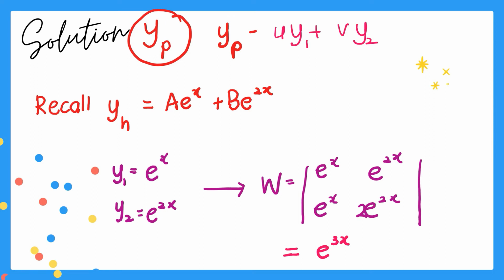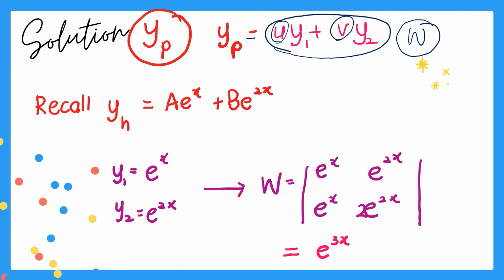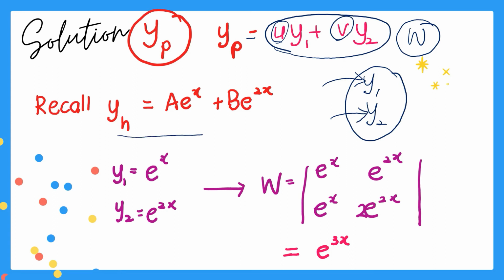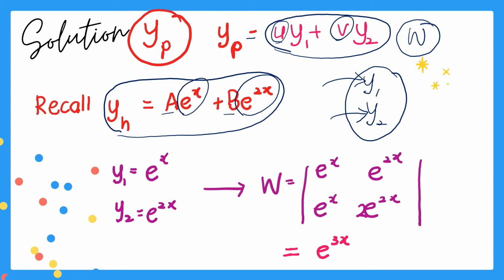Now we want to find our yp. So yp is given by u y1 plus v y2. We know that u and v are given by formulas that involve the Wronskian. In order to get the Wronskian, we need to determine what our y1 and y2 are. To know y1 and y2, we must always look back at our yh. Next to the constants A and B are our y1 and y2. So here I just set up my y1 and y2.